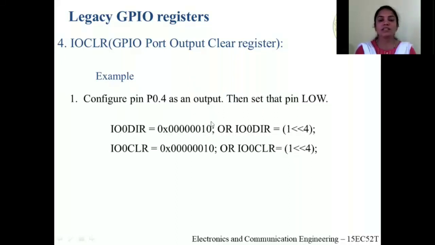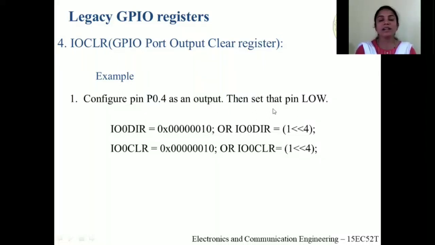So this first digit is with respect to pins 0 to 3 and the second digit is with respect to pins 4 to 7. For 0 to 3, the value is 0, because by default they act as input pins. The fourth pin means we have to set the value 0001 for the second digit. That hexadecimal equivalent value is 10. So we are sending the hexadecimal value 0x10, that is 00000010, to the IO0DIR register. This will make port 0.4 an output port.